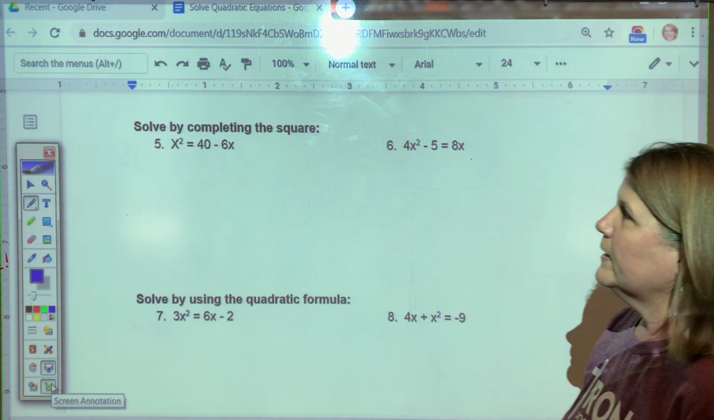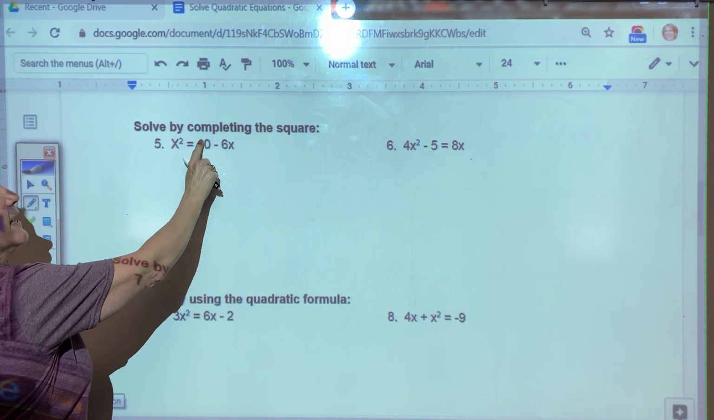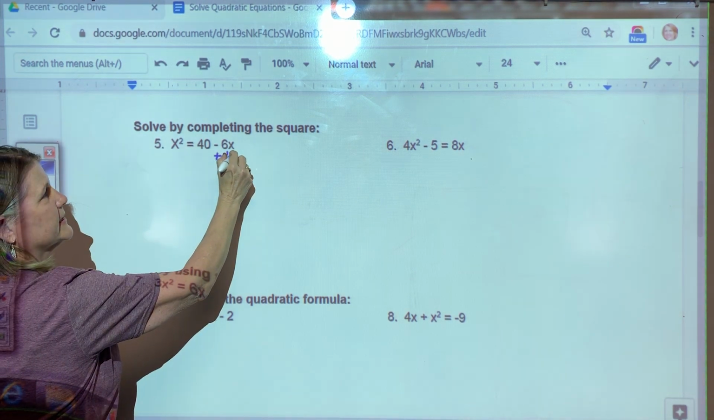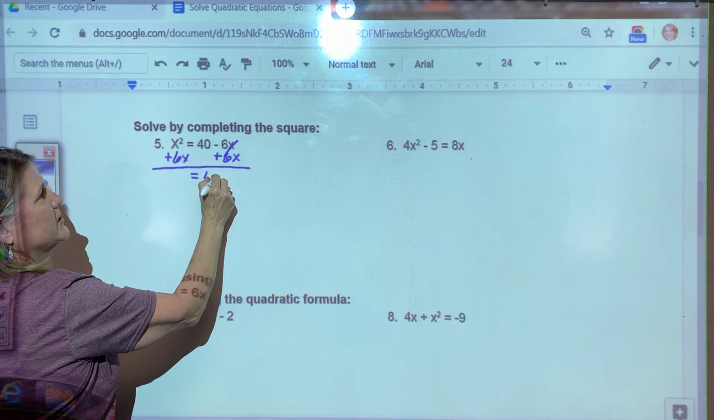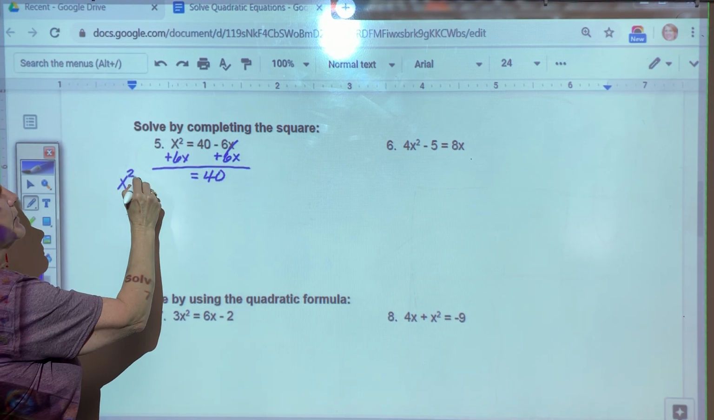All right, so by completing the square, remember, you want to have all of your x's on one side and your plain integer values on the other side. So the first thing I want to do is add 6x to both sides, and just leave that 40 hanging right there. And we'll have x squared plus 6x.